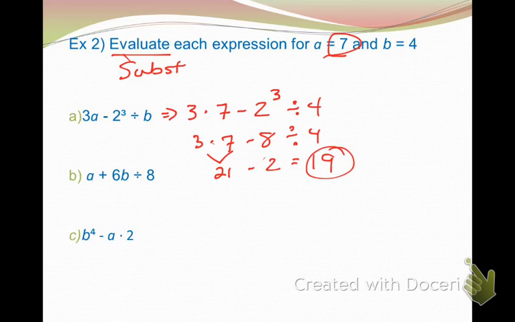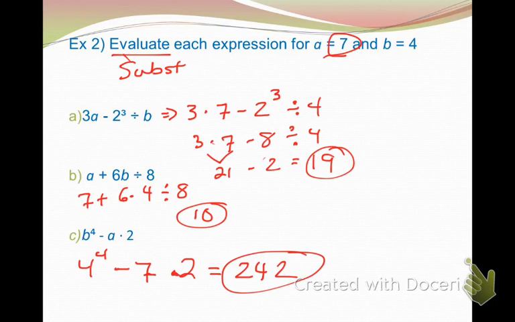Please try B and C by yourself. Put me on pause, check it out, show your work. All right, the answers are B is 10 and C is 242. If you don't have the right answers, you might want to go back and check what you did wrong, considering I'm not showing the work. So you need to check it out. All right?